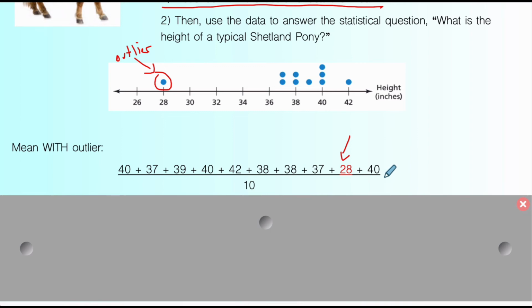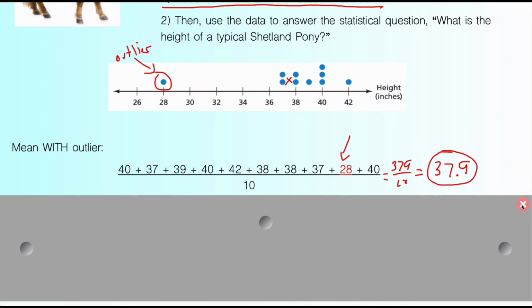And if I do that, I should get 379 divided by 10, which is 37.9. So if I include the outlier, that's telling me that the average pony is 37.9 inches tall. So where is that on our dot plot? I'm going to put a little X. It's about here. A little bigger than those, a little less than that, right there.